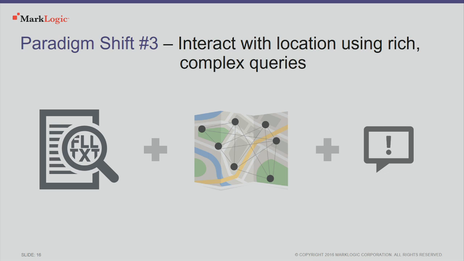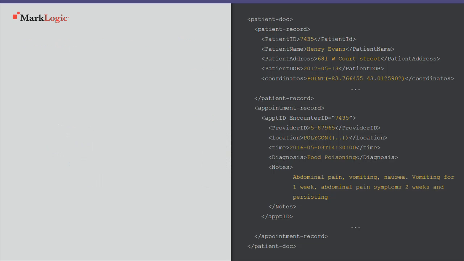We also have an alerting functionality that you can use. So being able to do full text search with location data and having alerting functionality allows you to ask powerful questions and build powerful features for your operations.